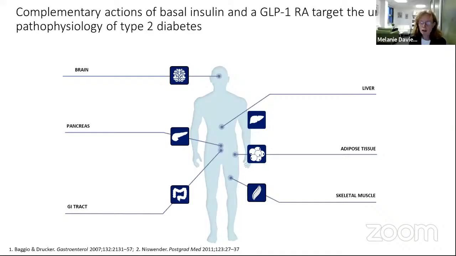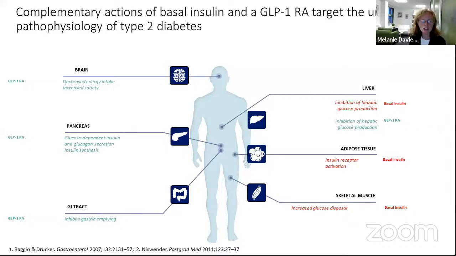Also, we talk about the combination of basal insulin and GLP-1 because they complement each other in terms of mechanism of action in tackling the pathophysiology that we see in type 2 diabetes. So particularly in terms of the GLP-1s addressing reducing energy intake and inhibiting gastric emptying in some of the agents, but also tackling glucose-dependent insulin secretion, whereas obviously basal insulin will also have an impact in terms of reducing hepatic glucose production.